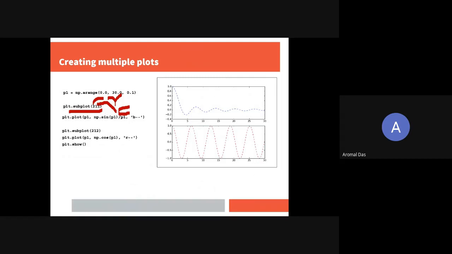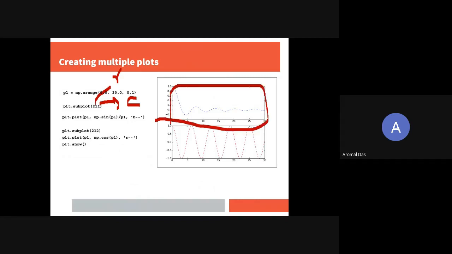So in the first row, that is 1. This one is row and this one is column. In the first row and first column, we are plotting the sine wave using blue dashes. So blue dashes, we are plotting the sine wave.